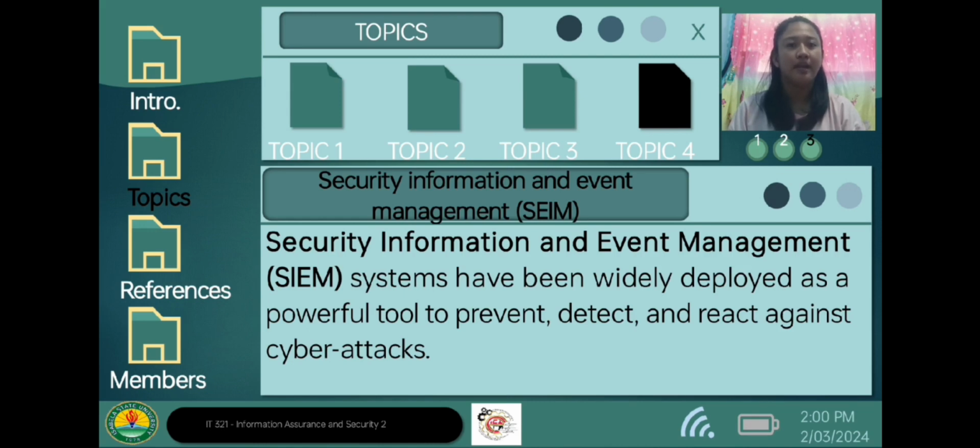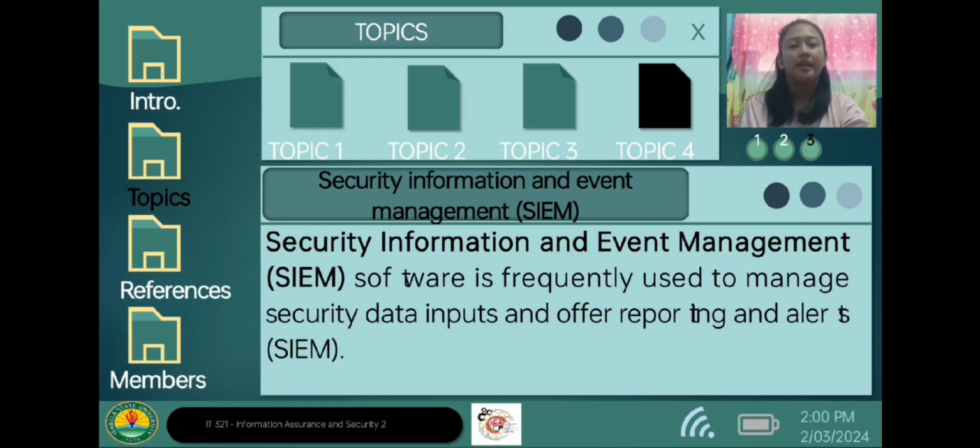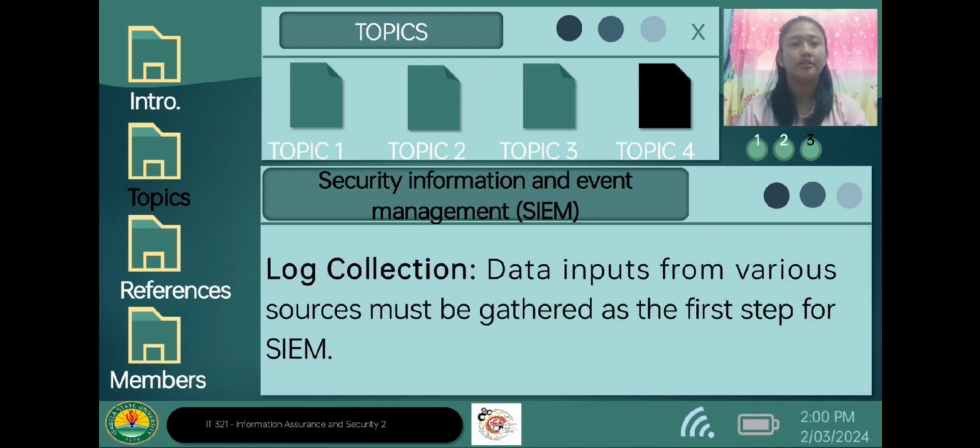SIEM systems aggregate and correlate data from various sources to identify suspicious patterns or activities that could indicate a cyber attack. SIEM software is frequently used to manage data inputs and offer reporting and alerts. They also aid in compliance reporting and incident response, making them an essential component of any comprehensive cybersecurity strategy. Log collection is gathering and storing event logs generated by various system devices and applications.